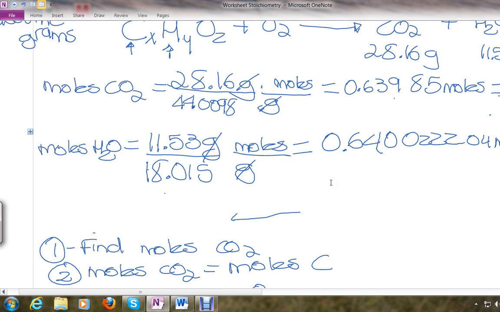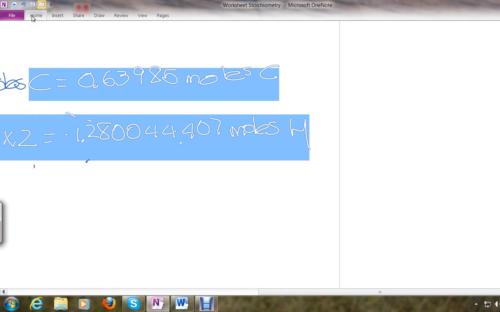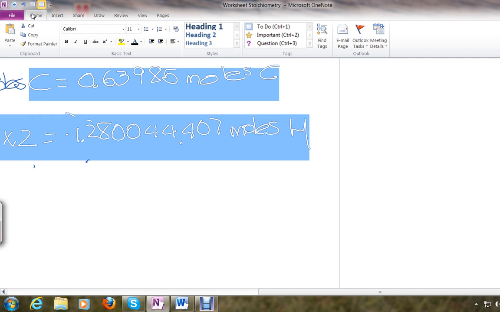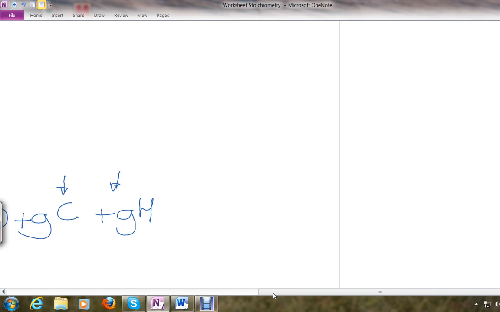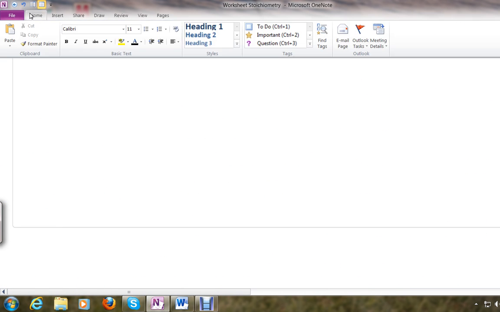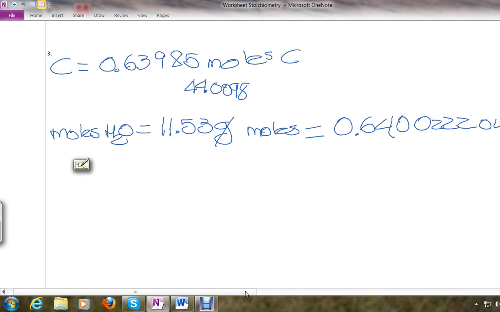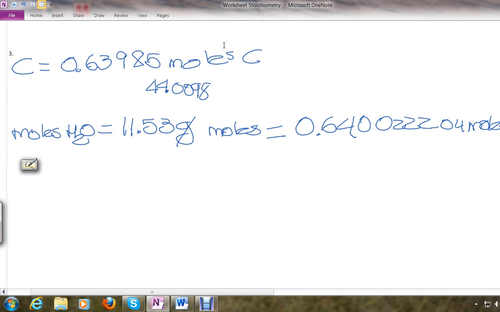Okay, I think I got it. I need space here. So now I'm gonna copy down here the moles of carbon and the moles of hydrogen to find out the grams. Okay, so now let's find out the grams of each one. Why?